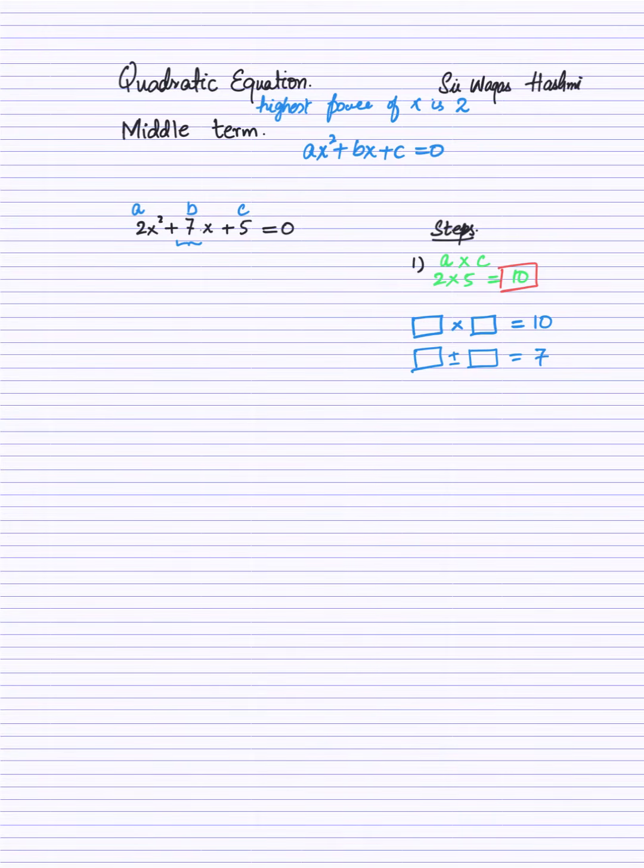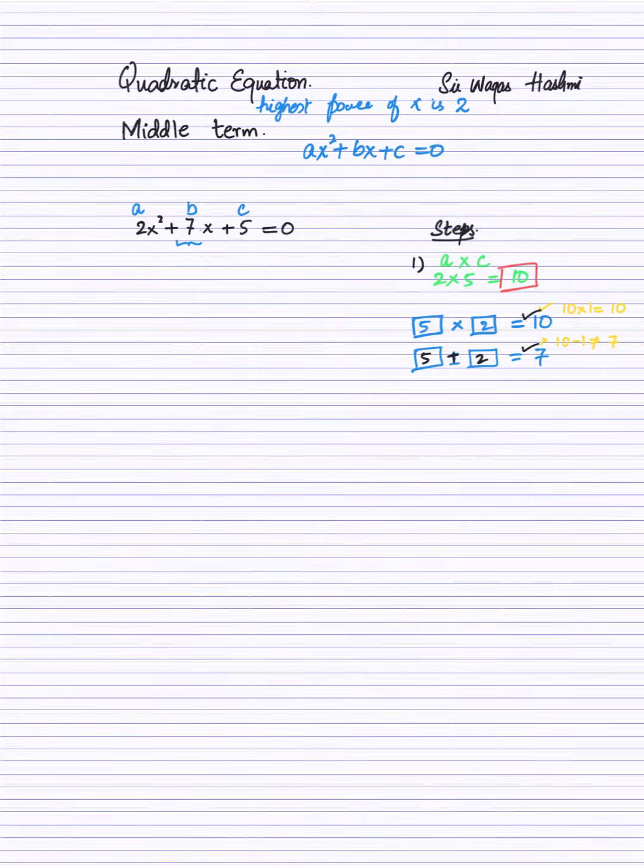Now let's take an example here. Let's suppose these two numbers are 10 and 1. When I multiply 10 times 1, I get 10, so this condition is satisfied. But when I subtract 10 and 1, I will not get 7. So this one is not satisfied, which means these are not the two numbers I am looking for. The two numbers that I am looking for are 5 and 2. Five 2s are 10, and 5 plus 2 gives 7. Both conditions verify with 5 and 2, so these are the two numbers I am looking for.